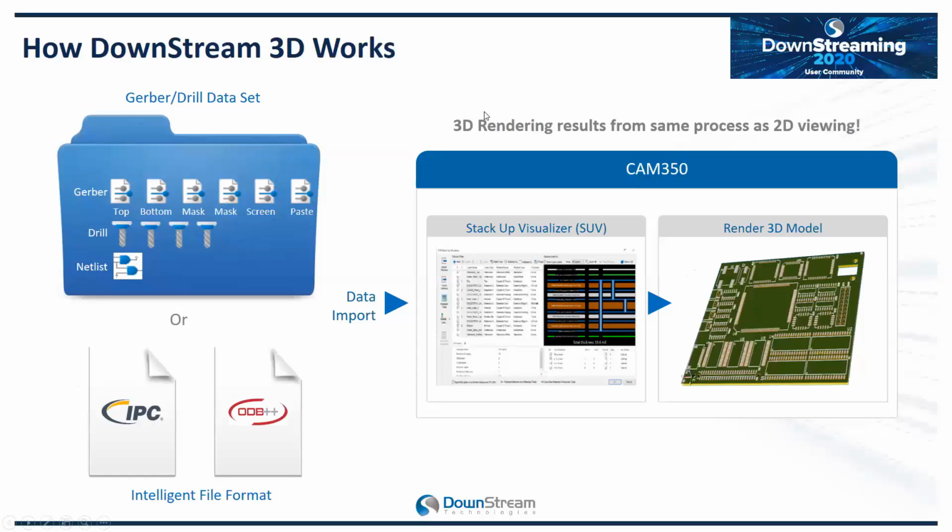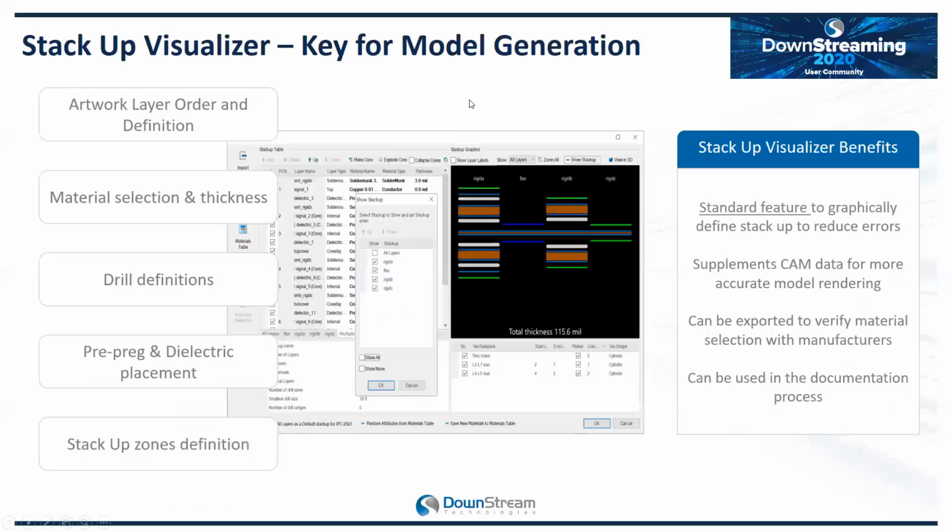The way the DownStream 3D works is pretty much the same way it works when just viewing 2D data. Whether you're using unintelligent Gerber files or you're using an intelligent design file like IPC 2581 or ODB++, the data is imported. You immediately go into the stack-up visualizer. Whatever you do in that stack-up visualizer defines what that 3D model will look like, and the 3D model is rendered automatically. So there's not much more you need to do to view your design in 3D than you already do to view it in 2D. A lot of that is handled automatically. The stack-up visualizer itself is really the key for that model generation.